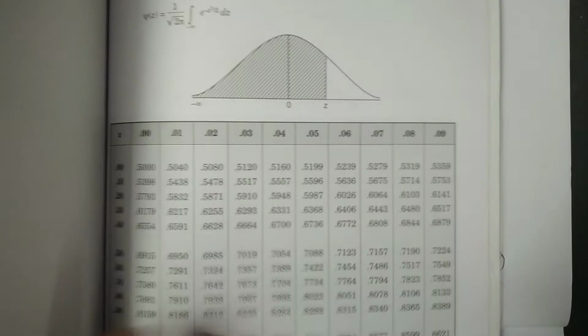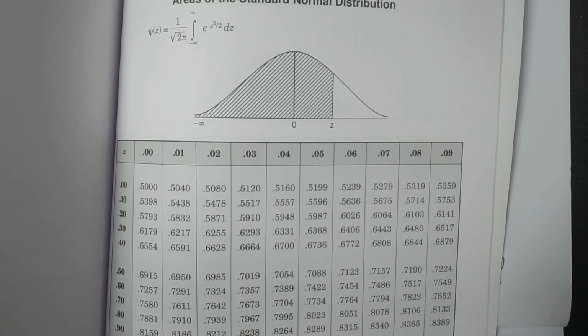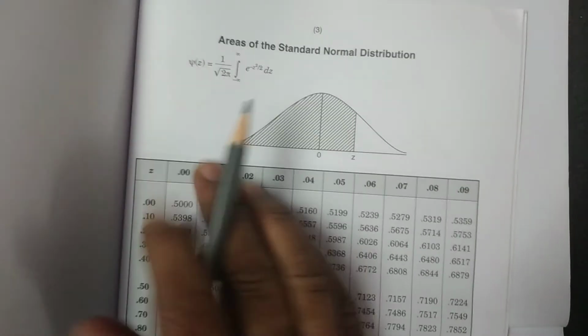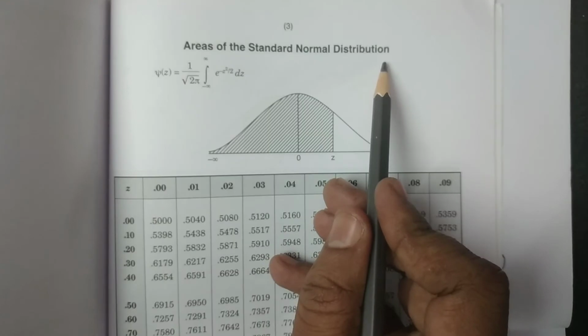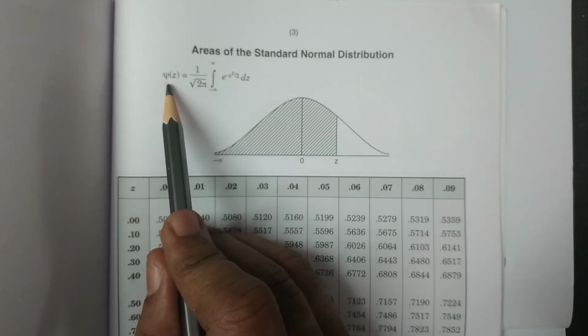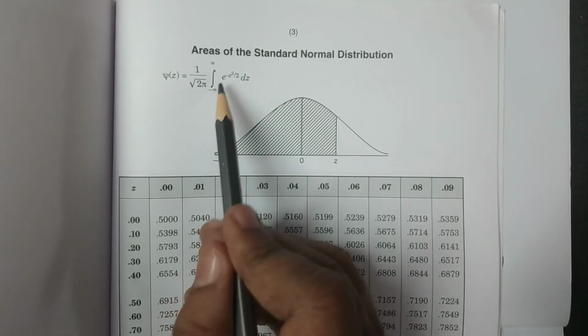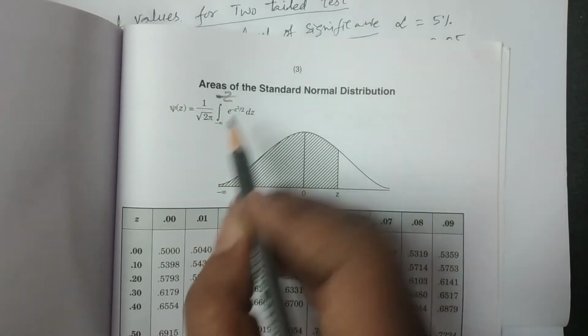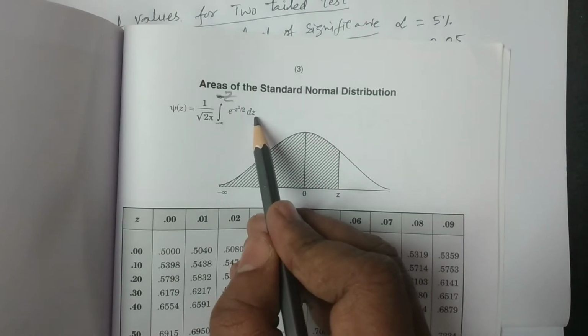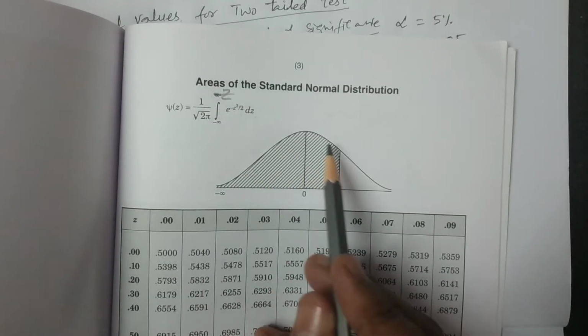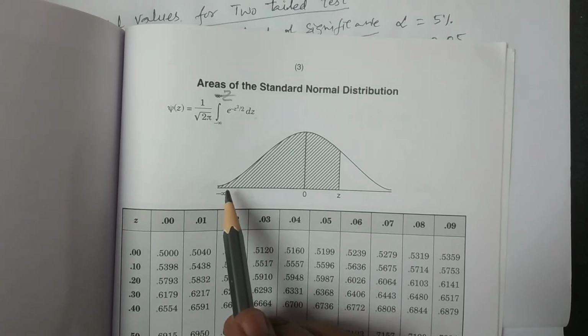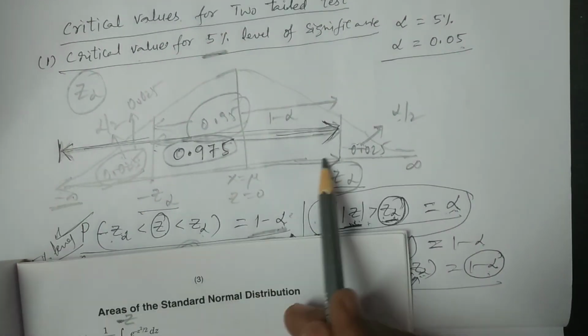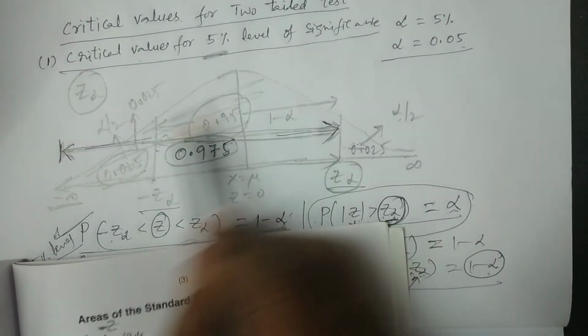You see here, this is the table of the normal distribution. Observe clearly, I explain. You see areas of standard normal distribution. The formula is psi of Z is equal to 1 by root 2 pi, integral from minus infinity to Z of e power minus Z square by 2 dz. This is the area. Minus infinity to Z, that is what is required. This entire area is required to calculate.